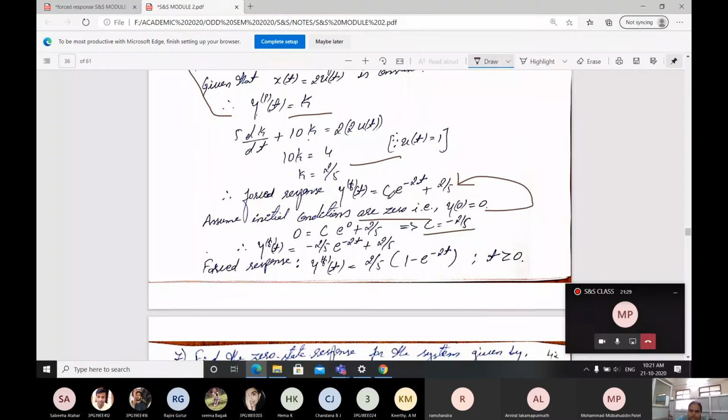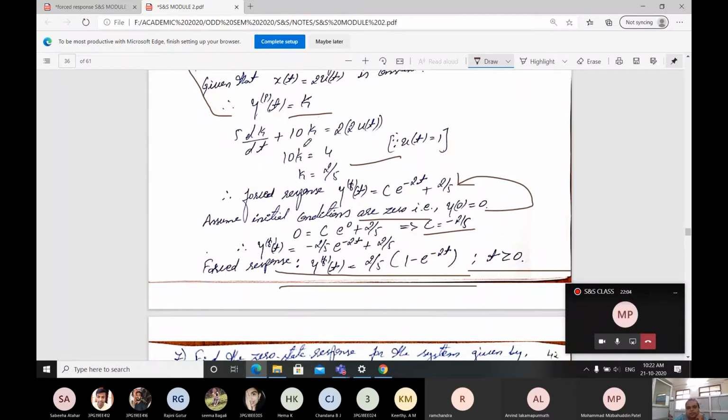Substitute the c value in this equation. Therefore the forced response yf of t is going to be minus 2 by 5 e raised to minus 2t plus 2 by 5. Therefore, if I take 2 by 5 as common, you will be getting the forced response as 2 by 5 into 1 minus e raised to minus 2t for t values greater than or equal to 0. This is about the forced response we will be getting.